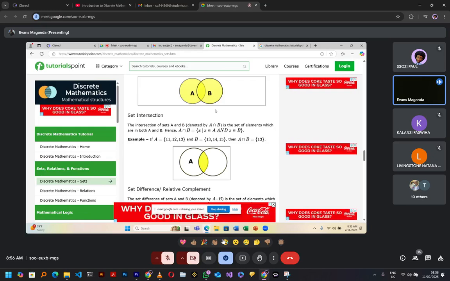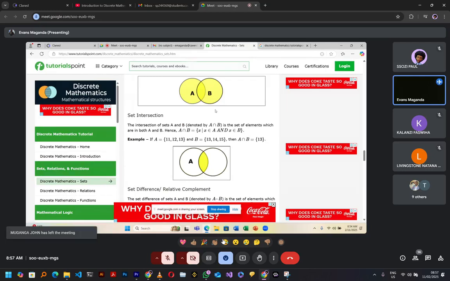Now, when you are using a Venn diagram, how does that appear? You will have the universe U, then you'll have A, then you'll have B. To draw that, you need to draw the elements that are only in A, which are 11 and 12. Draw also only the elements that are in B, which are 14 and 15. And then draw the common element between the two, which is 13.